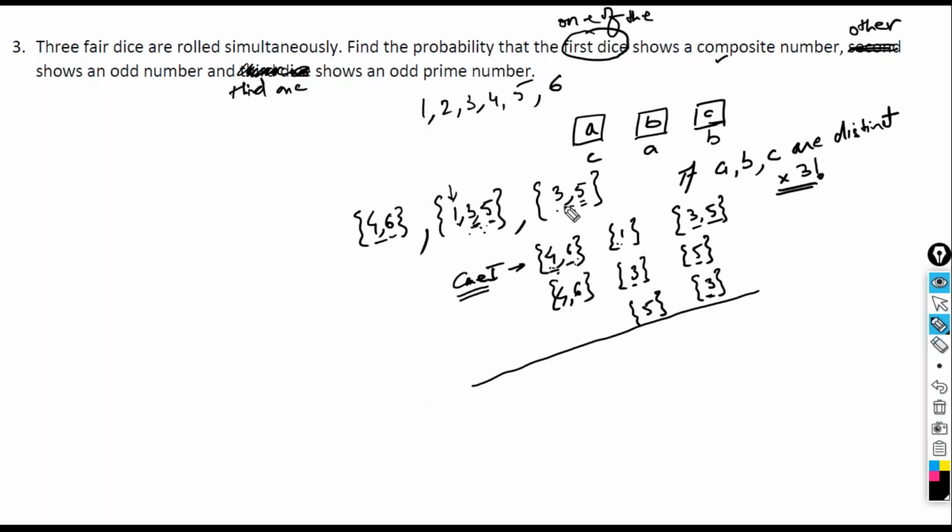Likewise, when repetition comes into the picture, on one of the dice if it is 4 or 6, on the second dice if it is 3, and on the third dice again if it is 3, then a repetition is taking place here. Or if it is 5 on the second and again 5 on the third, again repetition is taking place. Is that clear, everyone? Shivani, is it clear?